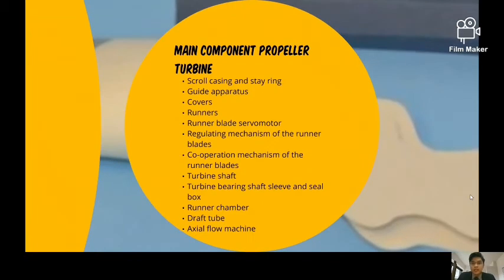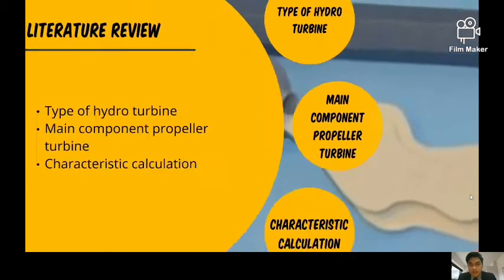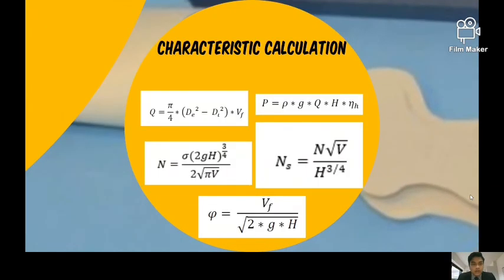Next are the main components of the propeller turbine. There are the scroll casing, stay and guide apparatus, covers, runner, runner blade servo motor, regulator mechanism of the runner blade, cooperation mechanism of the runner blade, turbine shaft, turbine bearing, shaft sleeve and seal box, runner chamber, draft tube, and axial flow machine. Next is the characteristic calculation. Q is the diameter of runner and hub, P is power, N is the speed of blade, S is the specific speed, and lastly is the flow rate.